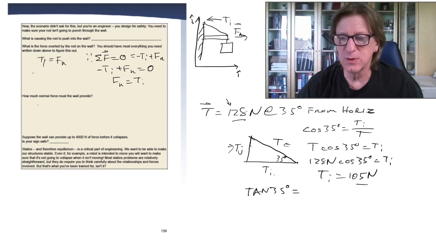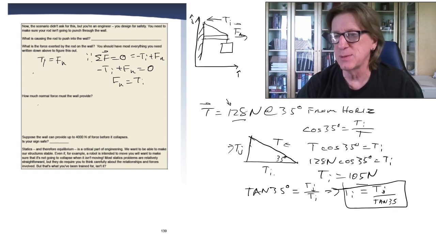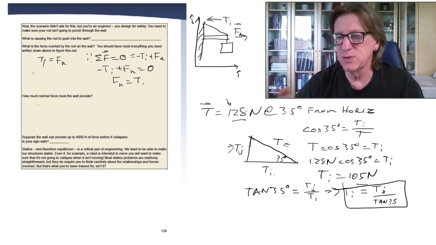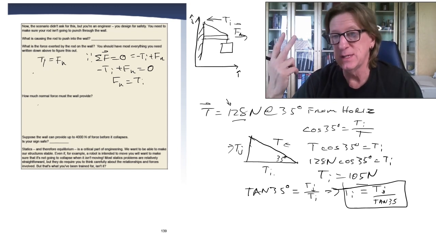So tangent 35 degrees is going to equal my opposite over my adjacent, so that's going to be Tj over Ti. I wanted Ti, so that's Ti is equal to Tj divided by tangent 35. And that's going to give you exactly the same answer. So be aware that there's usually multiple ways. You've got 3 sides on the triangle and you only need 2 at a time.